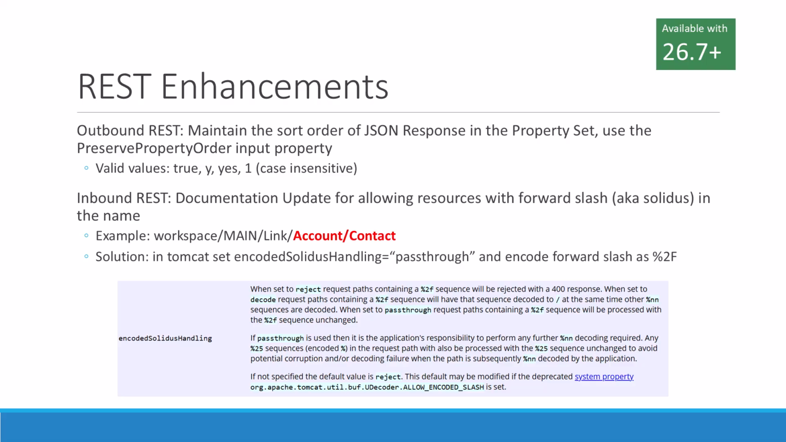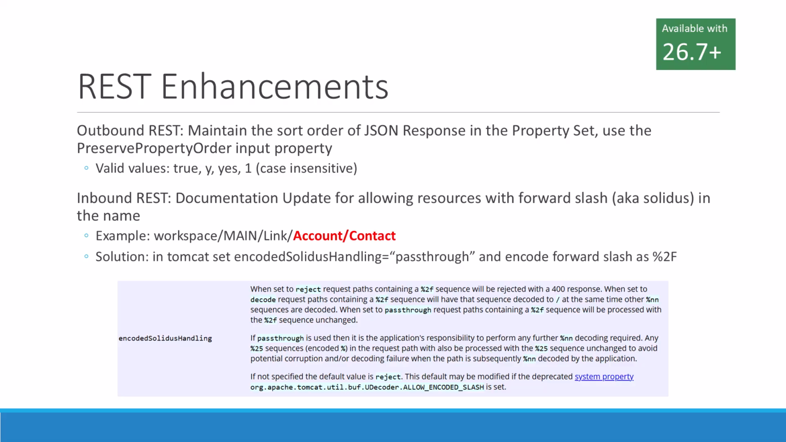Staying with REST for a while, 26.7 also introduces two tiny but welcome changes, one for the outbound channel and one for the inbound API. When responses are received from Siebel outbound REST requests, the outbound dispatcher converts them to Siebel property set format. With earlier versions, the sequence of properties did not always reflect the original JSON response. With 26.7 and higher, developers can set the new preserve property order input argument to instruct the JSON to property set converter to honor the original sequence in the JSON response.